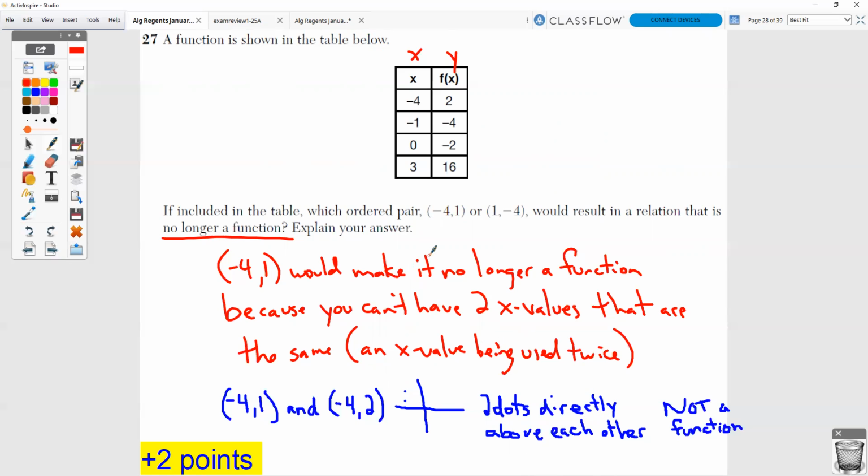Also, you could explain it by saying that a -4 as another x value would make it no longer a function, because you can't have 2 x values that are the same, or you can't have an x value that's being used twice, because that makes it not a function. It's sort of hard to give partial credit on this one. You have to have one of these 2 explanations.